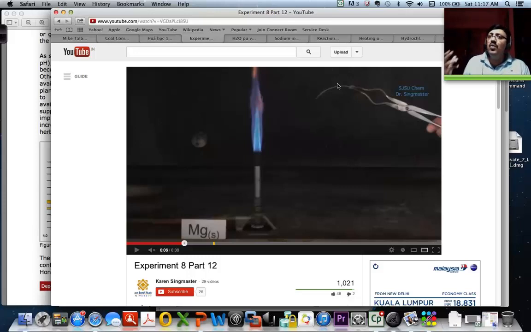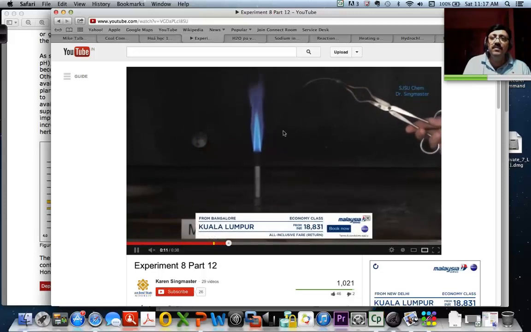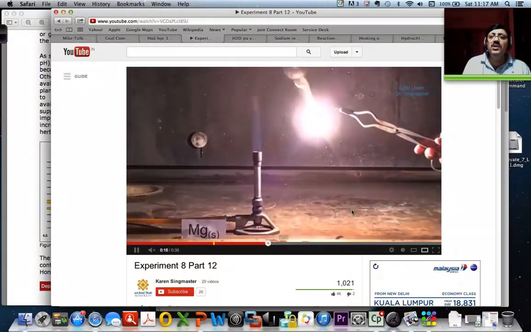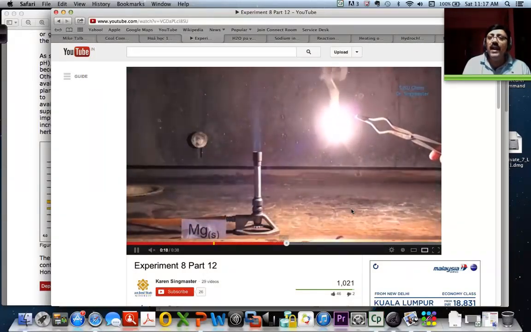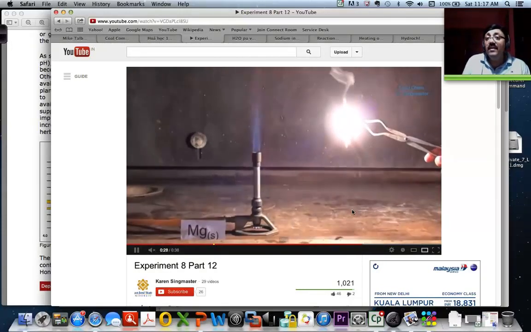So we can actually go and buy magnesium ribbons from certain shops, right? And so here, this is nothing but a magnesium ribbon, right? And this is a burner, and he's going to burn magnesium. He's going to show you that. So you see, the magnesium ribbon starts burning, right? And then after burning, what is produced is magnesium oxide. You can see how the magnesium is burning.